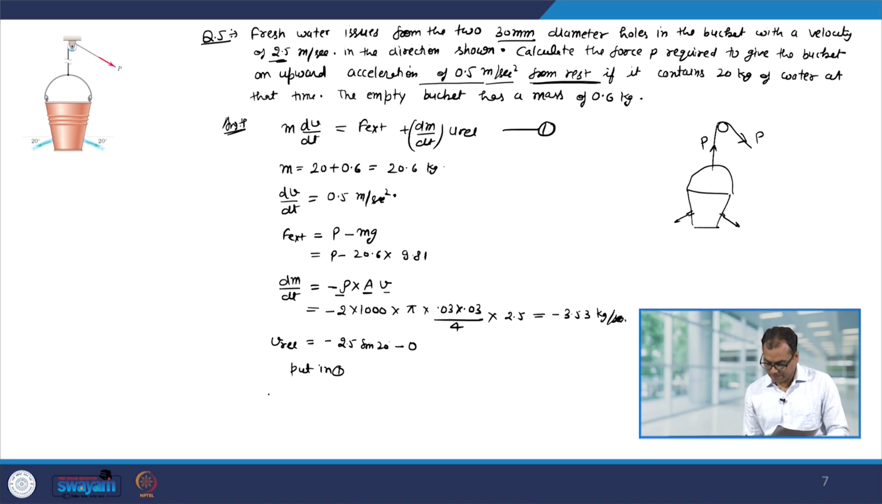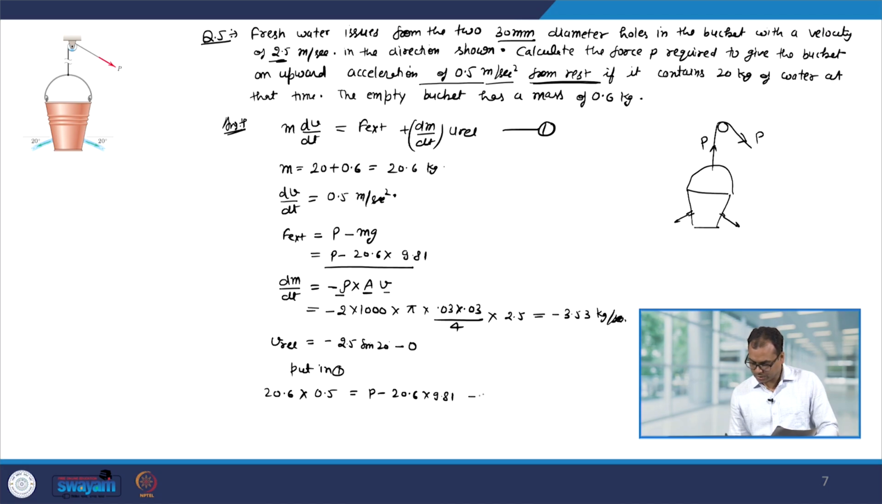Now, let us put everything in equation number 1. So we have m, which is 20.6, into dV by dt, which is 0.5, equal to F external, which is P minus 20.6 into 9.81, plus dm by dt, which is minus 3.53, into V rel, which is minus 2.5 sine 20 degree, and this becomes plus. This gives you P equal to 209 Newton.